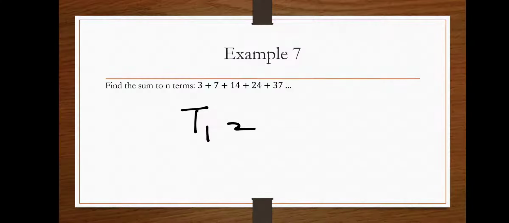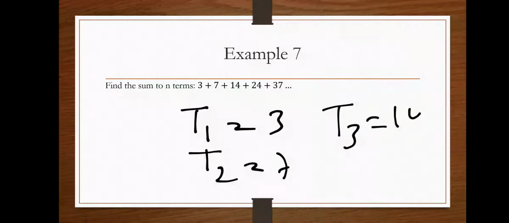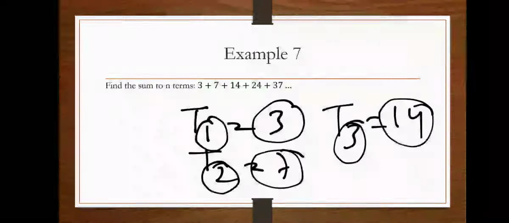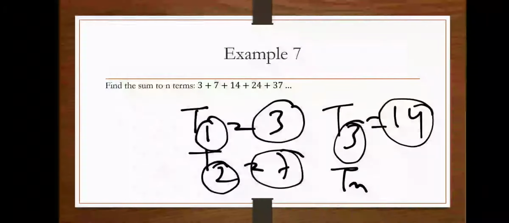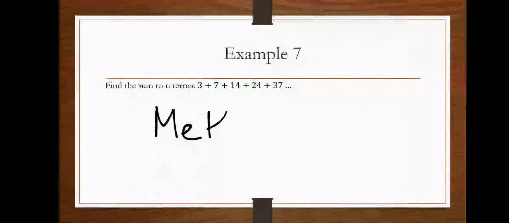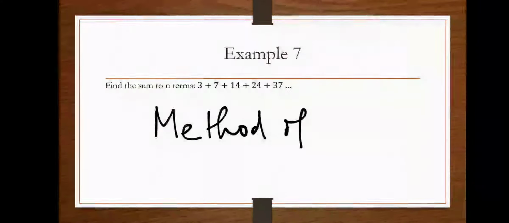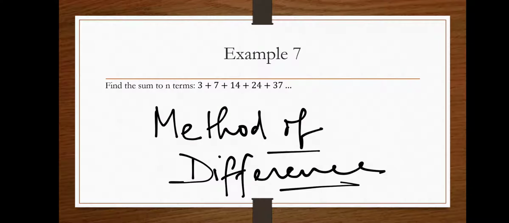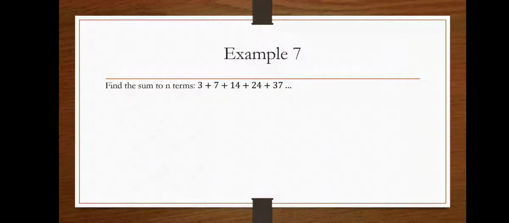You see, T1 is 3, T2 is 7, T3 is 14. I mean, there is no linkage between this term number and this. There is no linkage at all. So you can't find what is going to be Tn. So for that there is a method, and that is called the method of difference. So it is called method of difference. Now what do we do in method of difference?